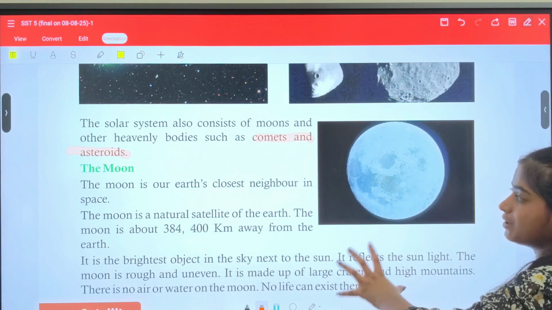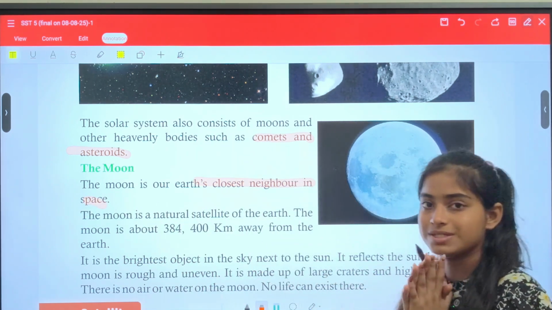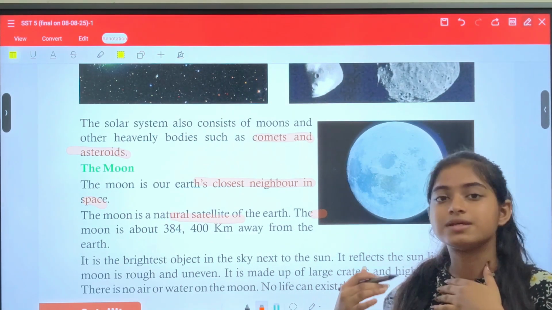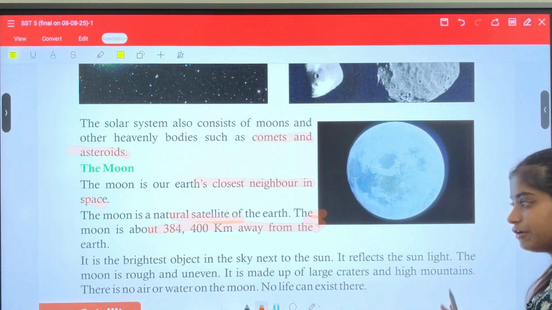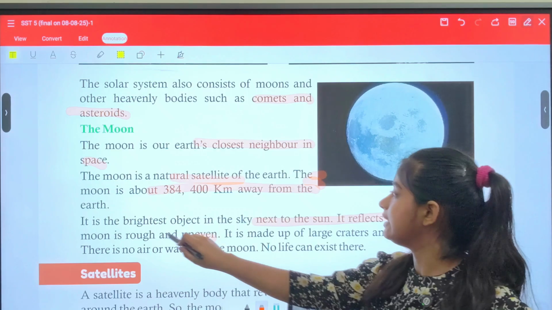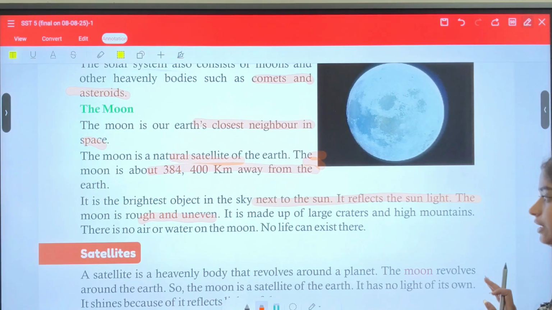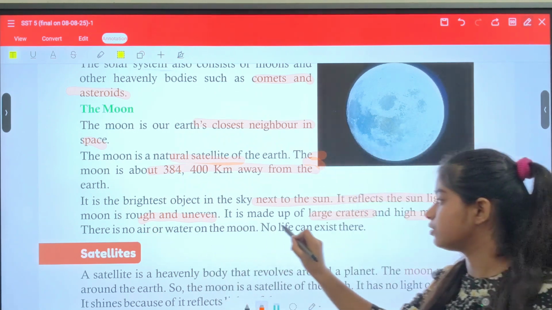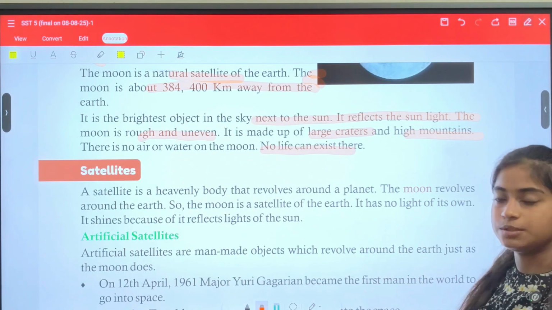Okay, the moon, what is the moon basically? This is the Earth's closest neighbor in space. Okay, so the moon is the closest to Earth as compared to other planets and heavenly bodies. The moon is a natural satellite of the Earth. Okay, you know there are some artificial satellites also. Now the moon is about 384,400 kilometers away from the earth. It is the brightest object in the sky next to the sun. It reflects the sunlight. The moon is rough and uneven. Okay, so it is not as smooth as it looks from far, but it's actually very rough and uneven. It is made up of large craters and high mountains, and there is no air or water on the moon. No life can exist here. Clear? There is no gravitation also, as you would have seen in movies and all.